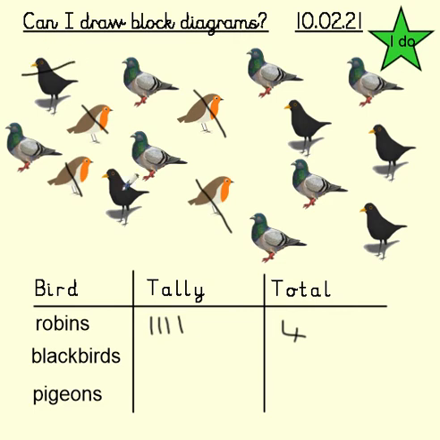Blackbirds, 1, 2, 3, 4. Oh, and 1 more. Close the gate. 5. So my total blackbirds that I saw is 5.